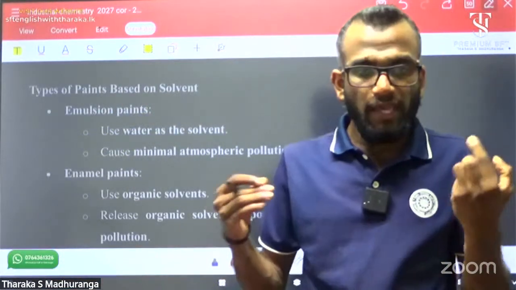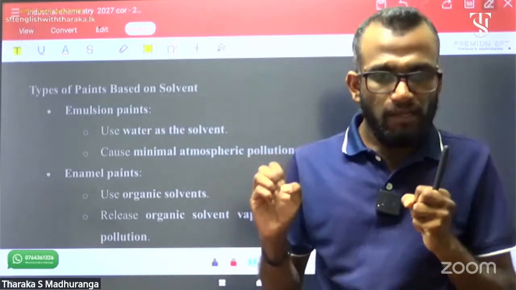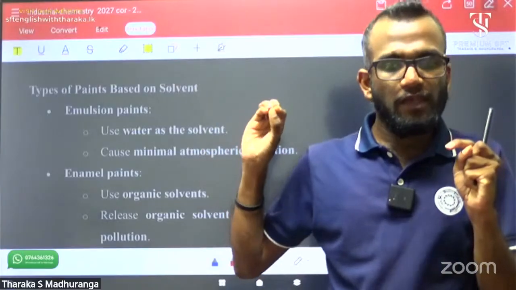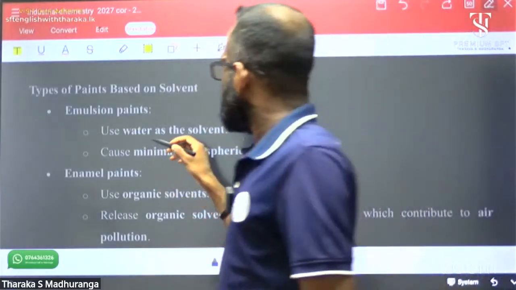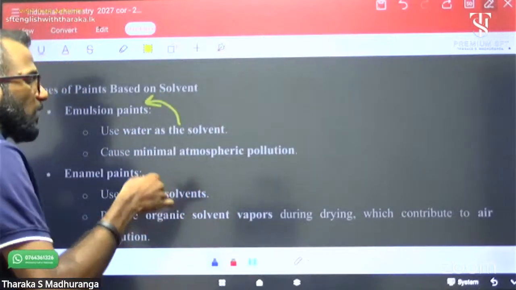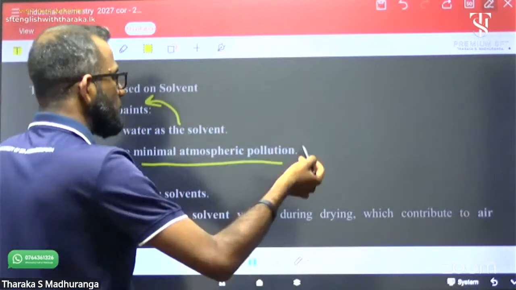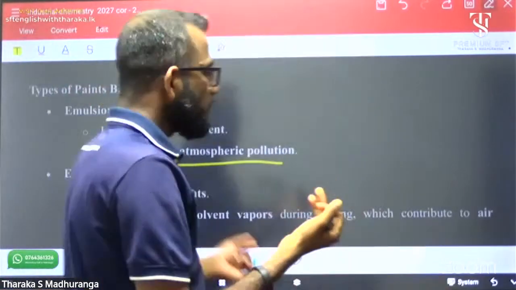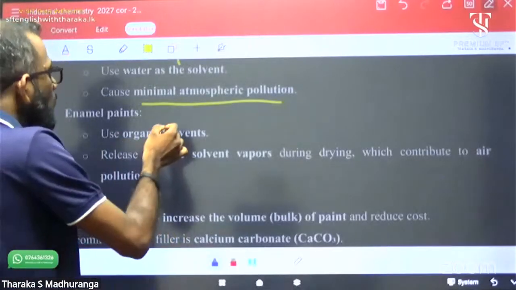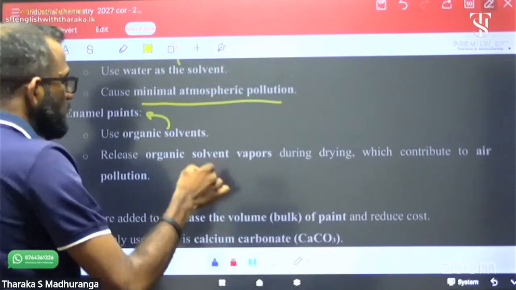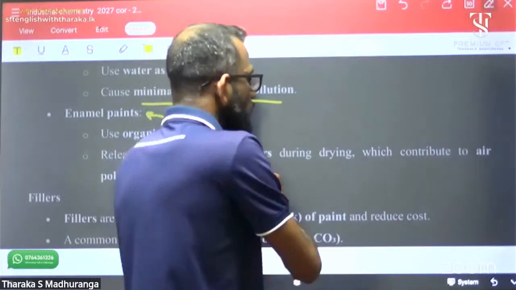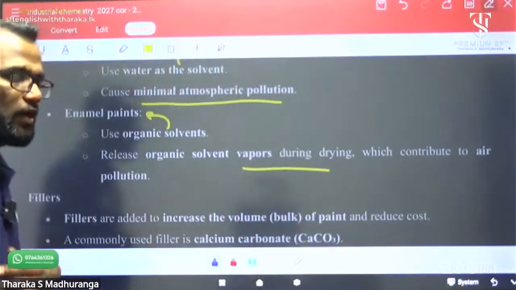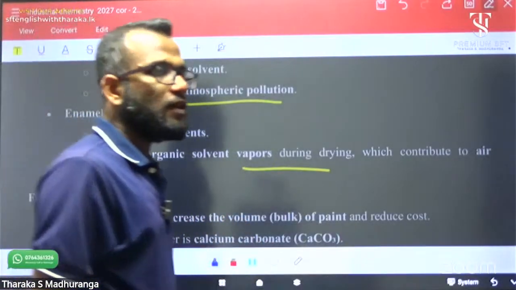According to solvents, again paints are two types, emulsion paints and enamel paints, that I already explained. If you use water, it is emulsion. Its environmental pollution is low because in the drying process, emulsion paint only releases water vapor. But enamel paint uses organic solvents, and releases organic solvent vapor during the drying process, so it is possible to have some environmental effect. Emulsion paints are more environmentally friendly.